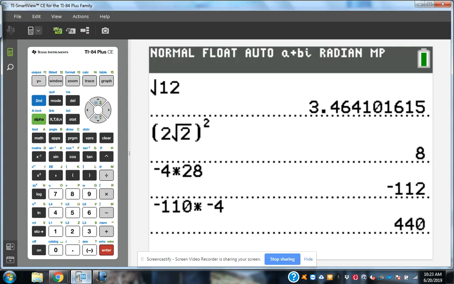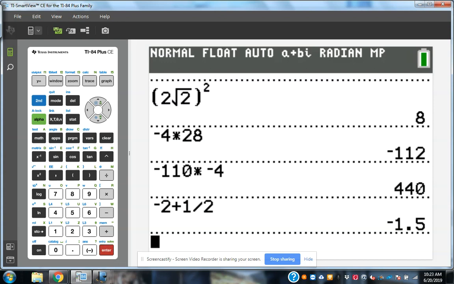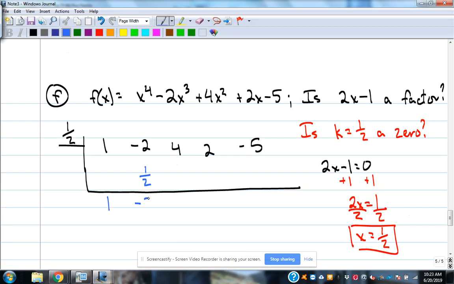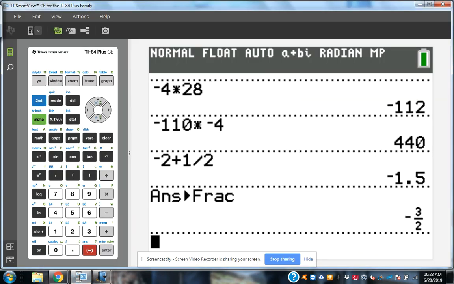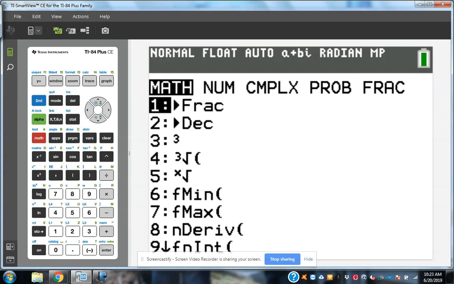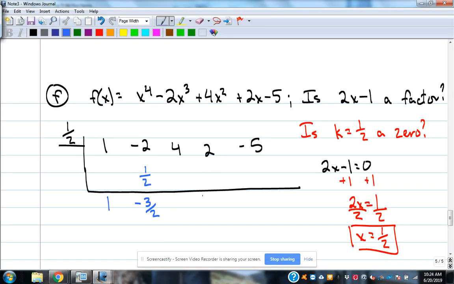And I'm just going to use my calculator to help me out here. So I've got a -2 plus 1/2. Math, enter. -3/2. And then I'm multiplying -3/2 times 1/2. -0.75. I think that's -3/4, but I'm going to hit math, enter just to make sure. -3/4.